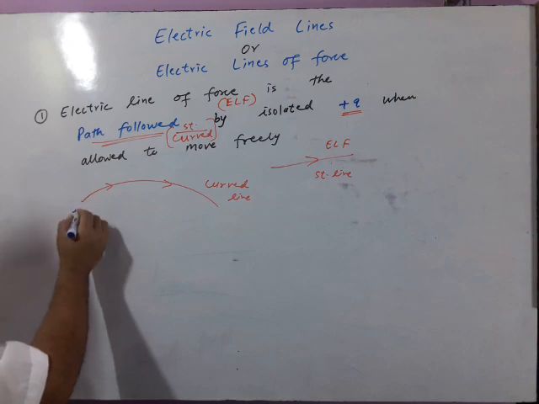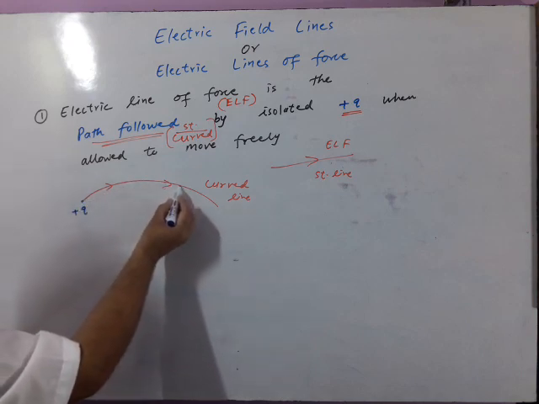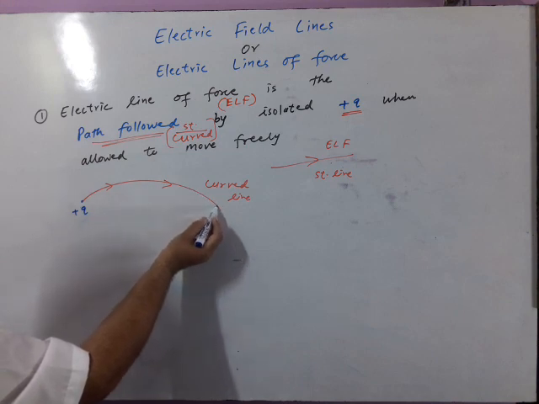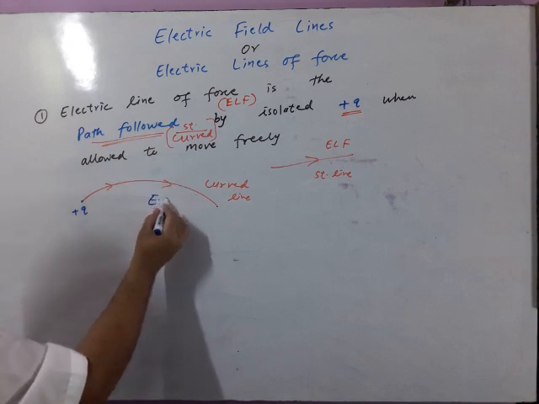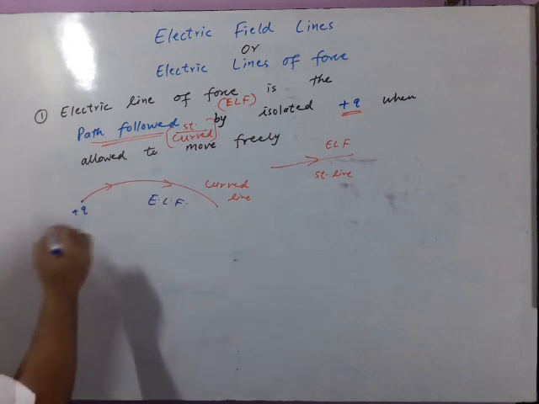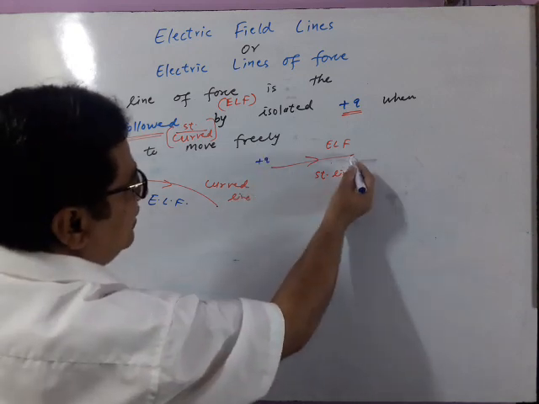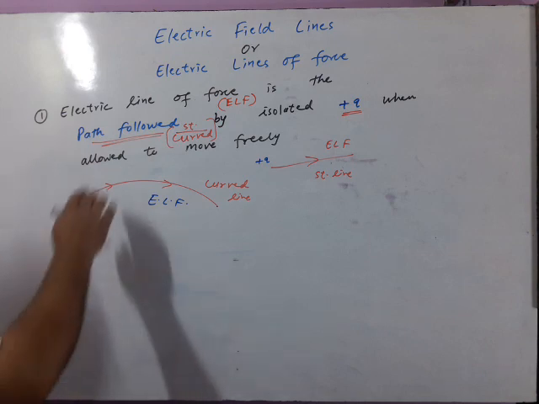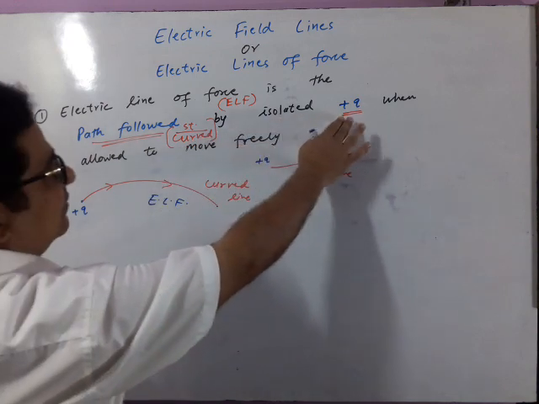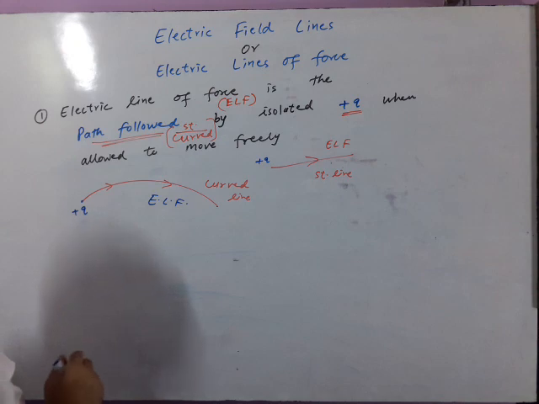If this plus Q charge is allowed to move freely, whatever path is followed by the plus Q charge particle, that path is called an electric line of force. That path followed by a positive charge particle may be a straight line or a curved line. This is called an electric line of force, which is the path followed by an isolated positive charge when allowed to move freely.